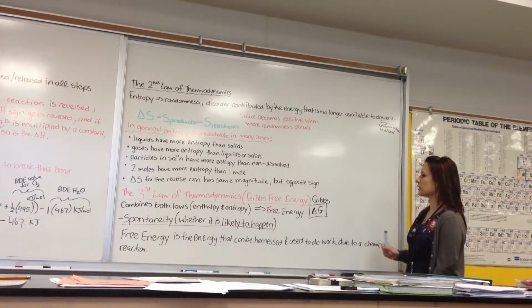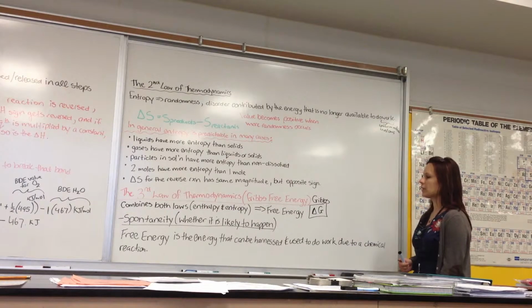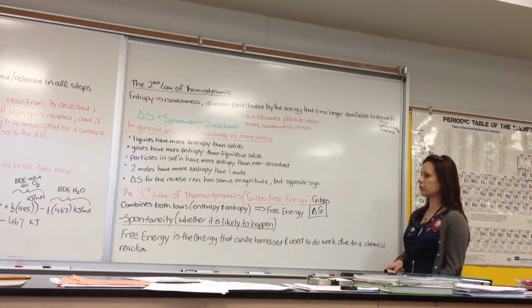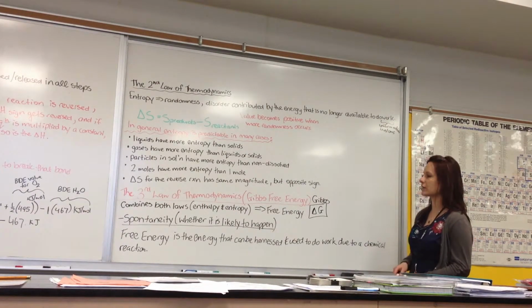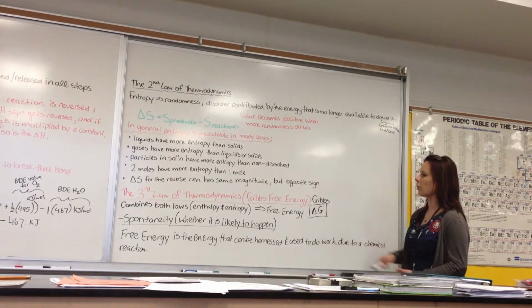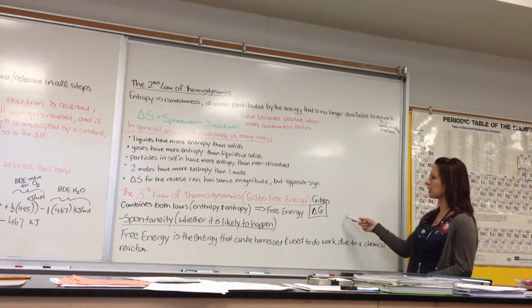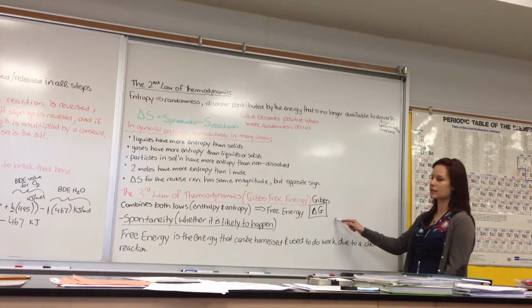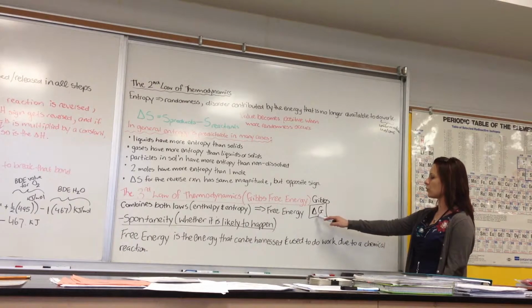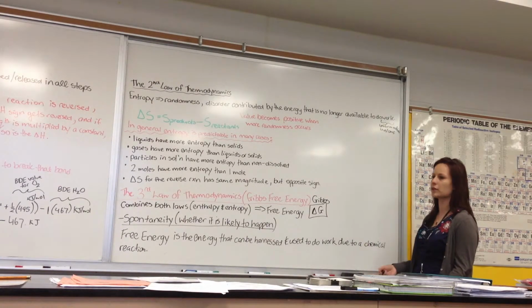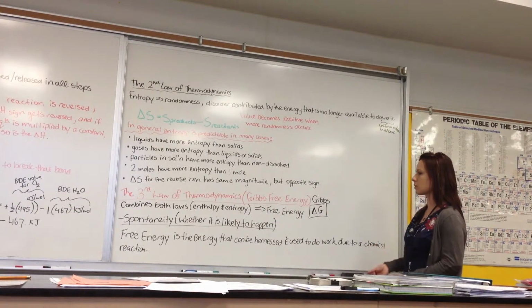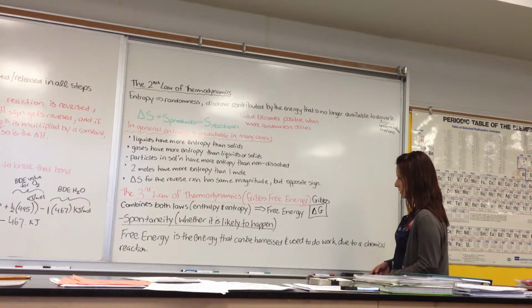Third law of thermodynamics, or Gibbs free energy, combines both laws, the first law and the second law, and it combines enthalpy and entropy. Together they form free energy, and when we're talking about free energy, we're talking about Gibbs free energy, and the symbol is delta G. Again, we're talking about the change in free energy, going from reactants to products.